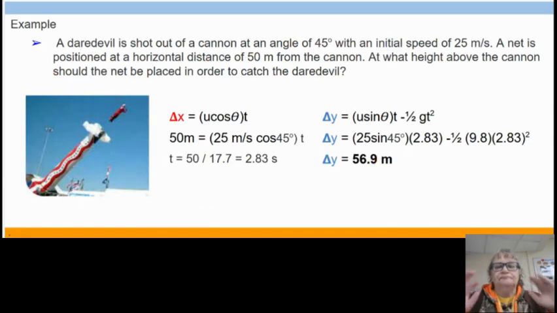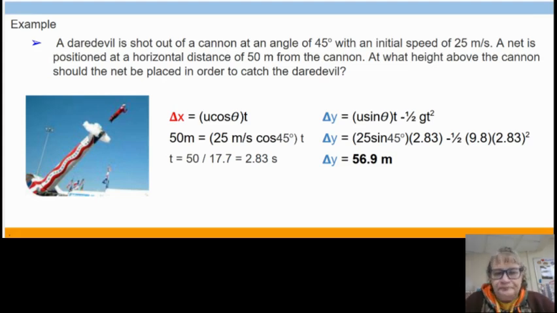Okay, so let's look at a relatively simple problem. We have a daredevil who is shot out of a cannon at an angle of 45 degrees with an initial speed of 25 meters per second. A net is positioned at a horizontal distance of 50 meters from the cannon. At what height above the cannon should the net be placed in order to catch the daredevil? So in this case, he's not going to finish his trajectory. He's going to fall into the net, which will be above the ground.